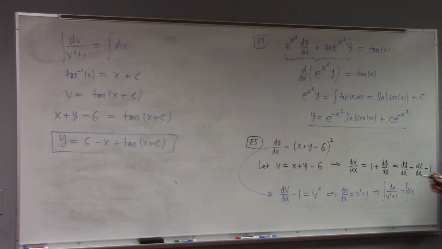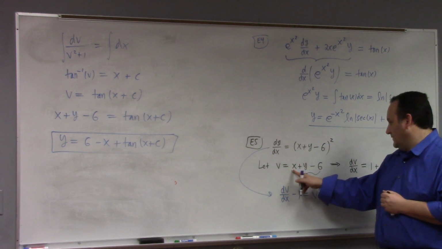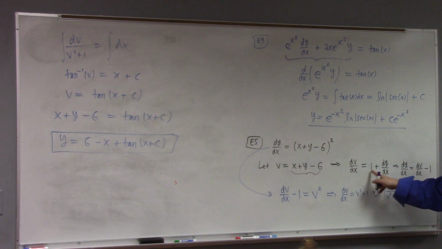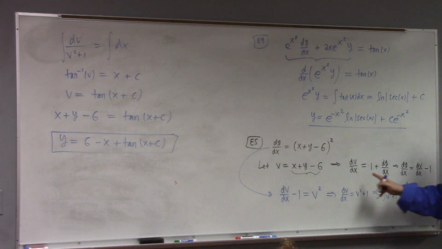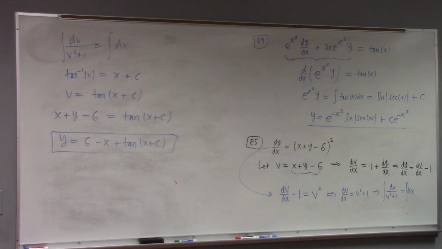Oh, I'm differentiating this right here. So if I take the derivative of that, the derivative of x with respect to x is 1. Derivative of y with respect to x is dy dx. And then the derivative of minus 6, well, 0.